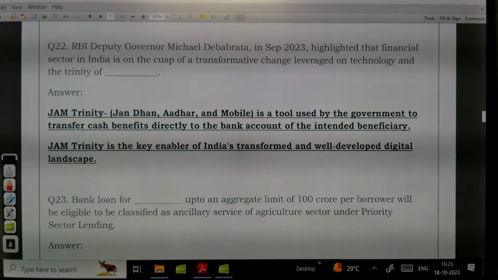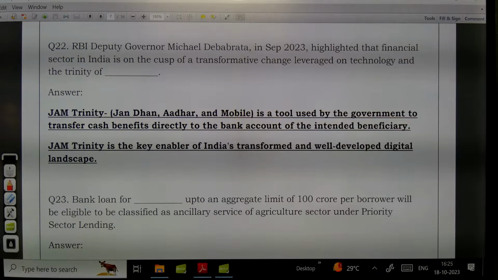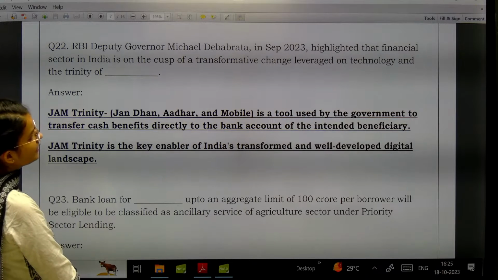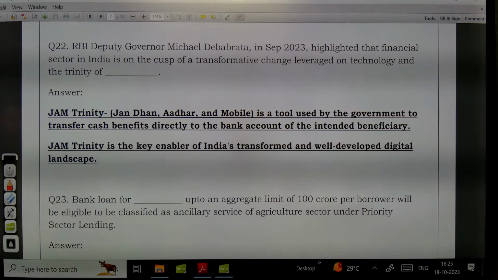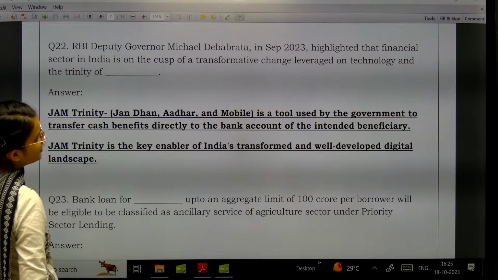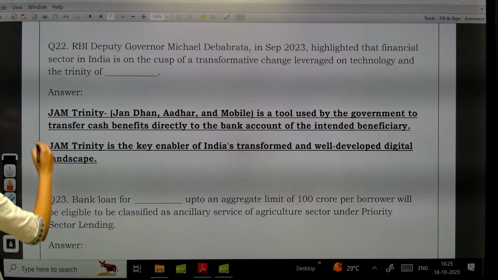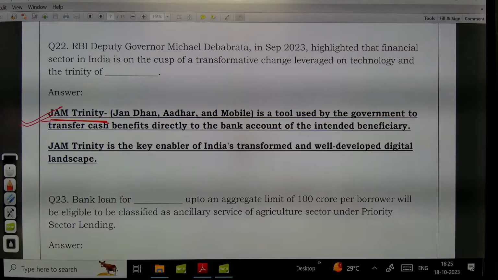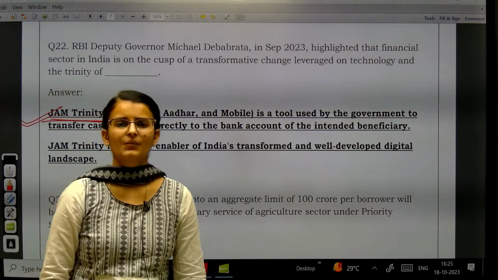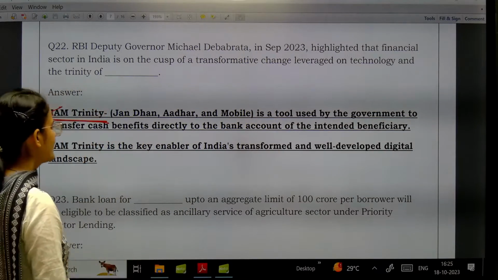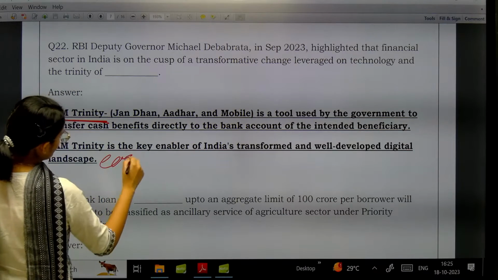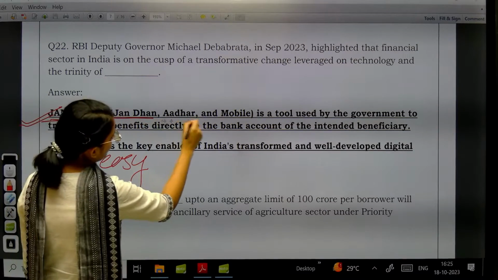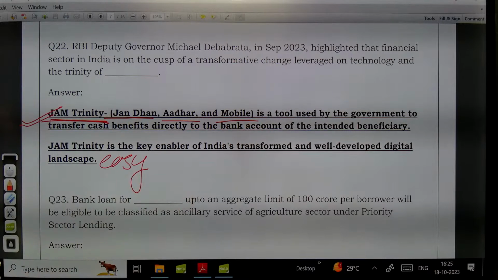Next question. RBI Deputy Governor Michael Debabrata Patra in September 2023 highlighted that the financial sector in India is on the cusp of a transformative change leveraged on the technology trinity. This term was in news and used in various speeches and in various circulars of the RBI. So I considered it an easy question. So this was Jan Dhan, Aadhaar and mobile.